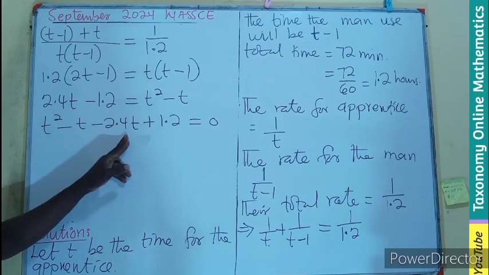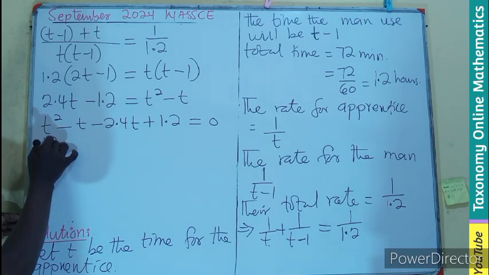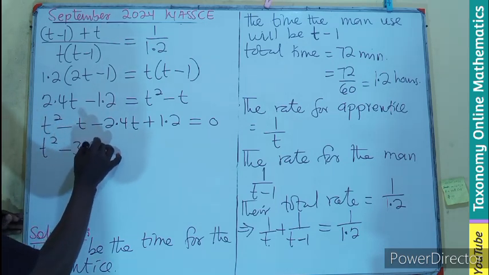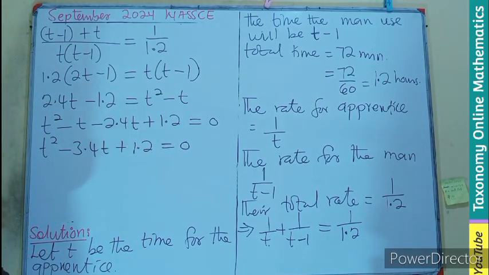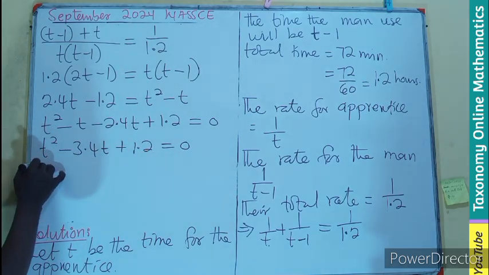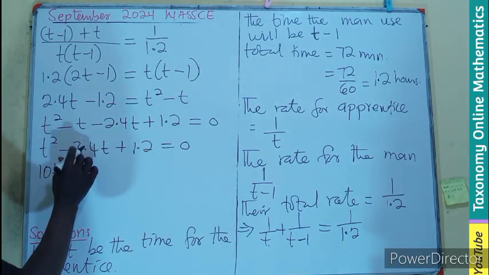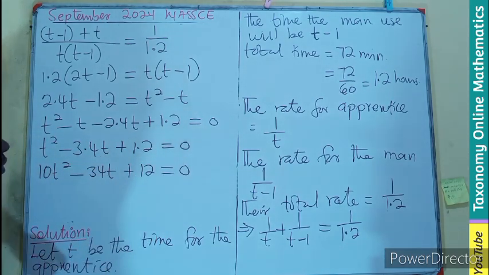So they become like terms: minus 1 minus 2.4 will be giving you negative 3.4. So t squared minus 3.4t plus 1.2 equals 0. Since we are dealing with decimals, let's remove the decimal by multiplying through by 10. So this will be giving you 10t squared minus 34t plus 12 equals 0.